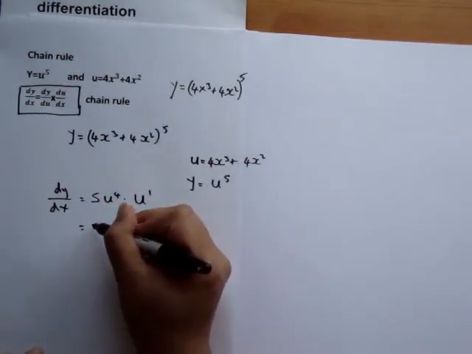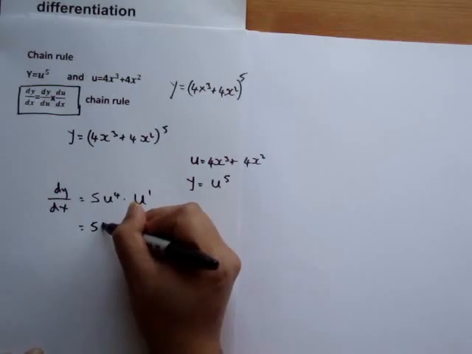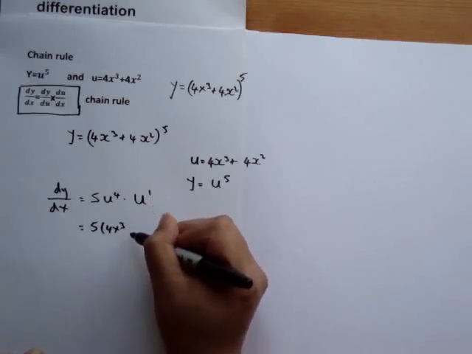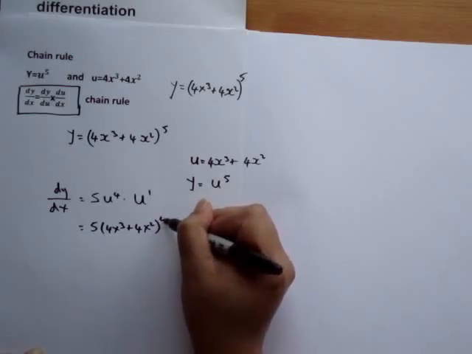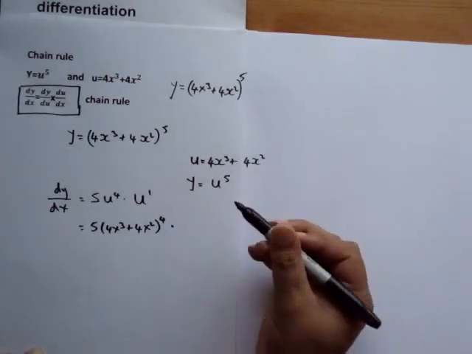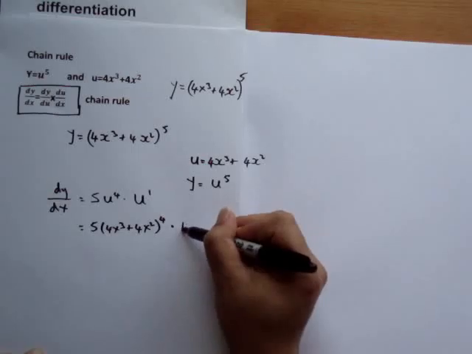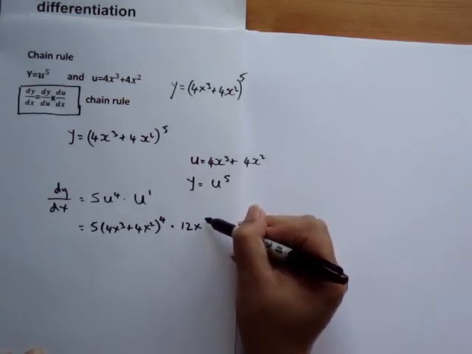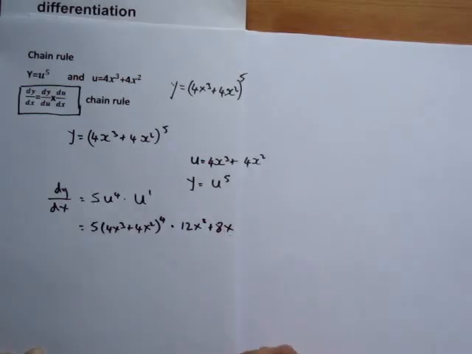This then becomes 5, and now we're going to put the u back, which is 4x to the power 3 plus 4x to the power 2 all to the power 4, and multiply by u prime, and u prime is the derivative of this function, which becomes 12x to the power 2 plus 8x, and that is the derivative using the chain rule.